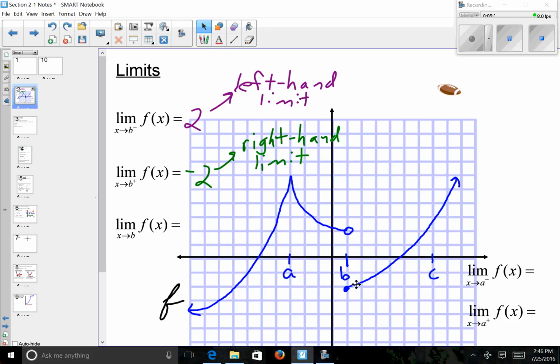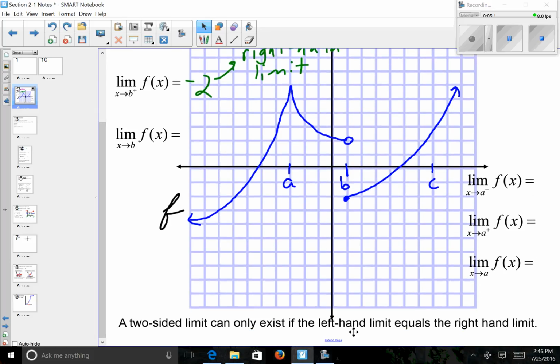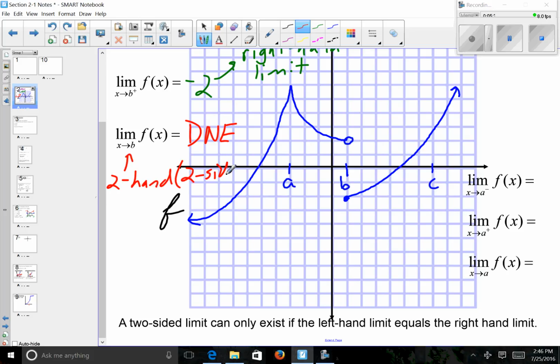Well, in this case, this is where two-sided limits have to be taken with a grain of salt. Two-sided limits can only exist if the left-hand limit equals the right-hand limit. So here, the left-hand limit is not equal to the right-hand limit. So for x approaching b, the limit does not exist. And again, this is a two-sided limit.